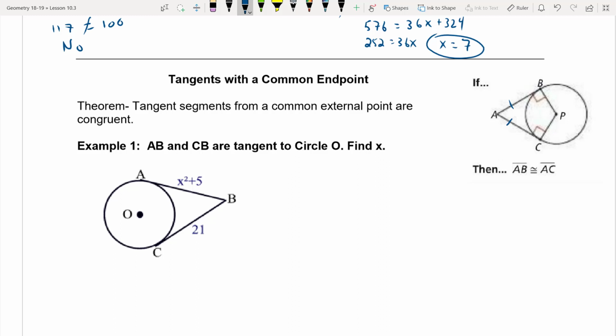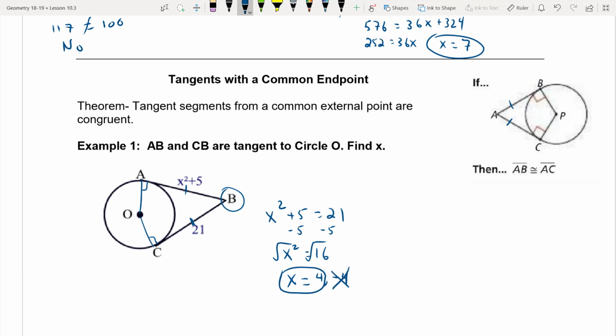So in this case, given our setup here, they tell us that AB is tangent and that BC is tangent, so they share point B. That tells me that these are the same measure. So I can say that x squared plus 5 equals 21. I'm going to subtract 5 from both sides, and I get x squared equals 16. And when I take the square root, I get x equals 4 and negative 4. But since we can't have negative measures, my answer is just x equals 4.